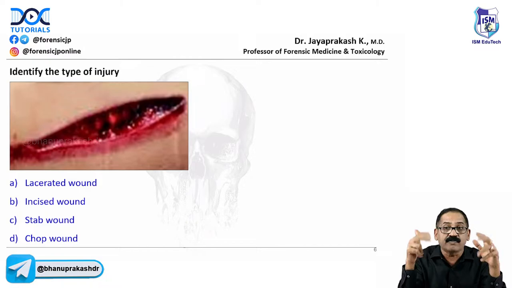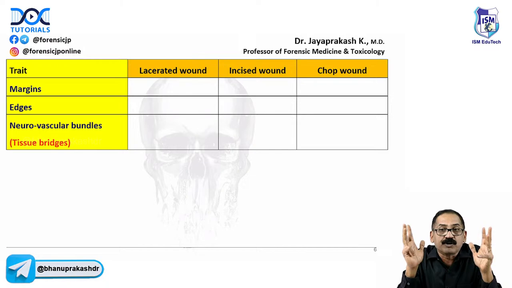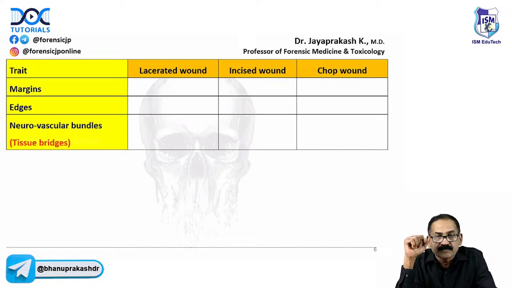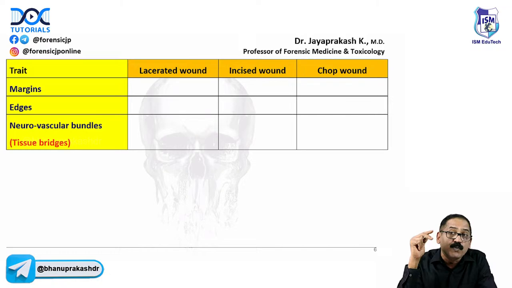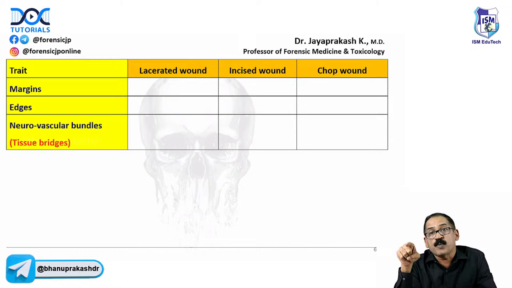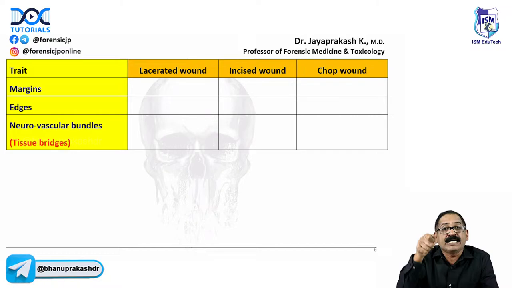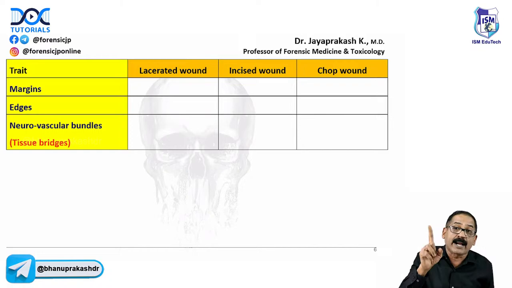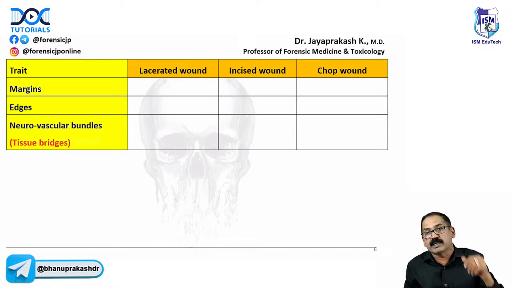Now, how to differentiate between lacerated wound, incised wound, and chop wound? Look here. Lacerated wounds are always caused by blunt weapon. Incised wounds and chop wounds are caused by sharp weapon. But incised wounds are caused by sharp cutting light weapon like a razor blade, barber's knife, or kitchen knife, or dagger. Whereas chop wounds are caused by sharp cutting heavy weapon like a sword, butcher's knife, axe.